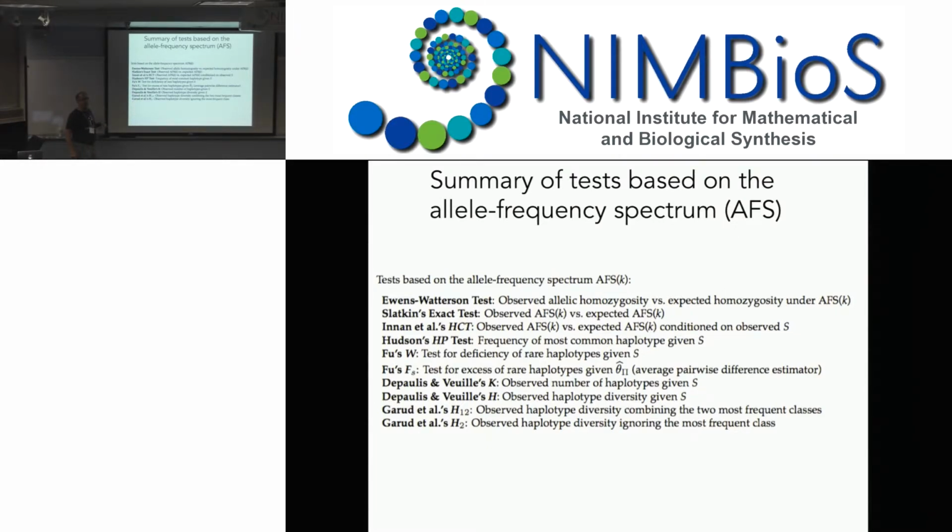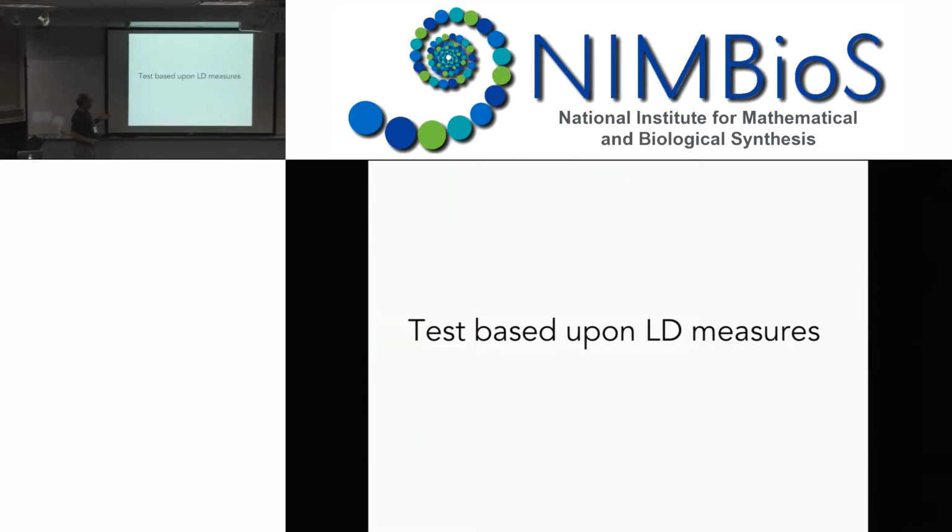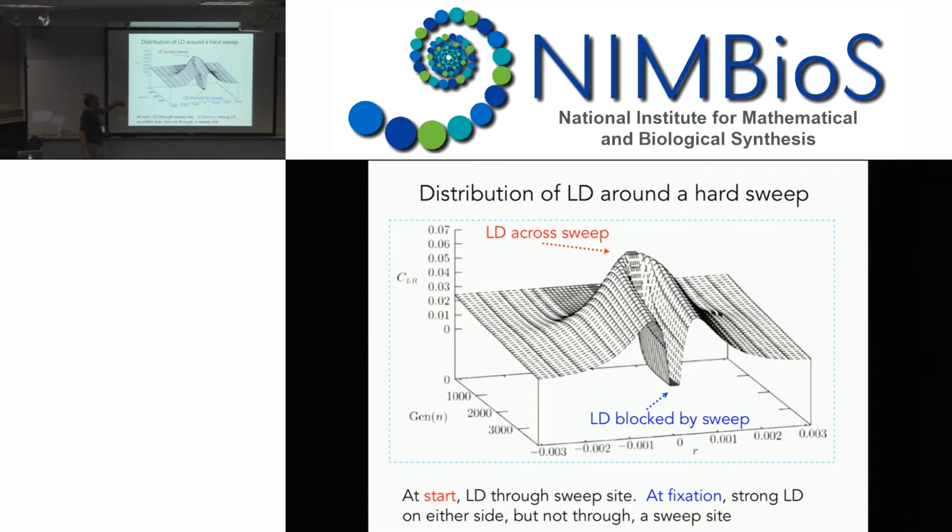And the book talks about those in detail and gives you the original references and some of the concerns with that. Now we can have tests based upon linkage disequilibrium. And remember, here's our feature of a sweep. When a sweep is ongoing, I've got lots of LD across a sweep. As the sweep comes close to completion, I get little LD around here. Why? Because I'm losing variation. I don't have much. So at the start, there's LD throughout a sweep site. At fixation, there's strong LD on either side, but not through a sweep site.